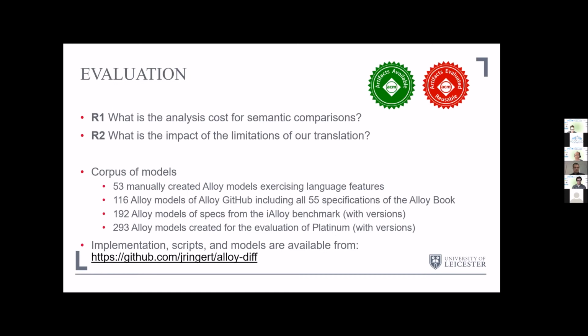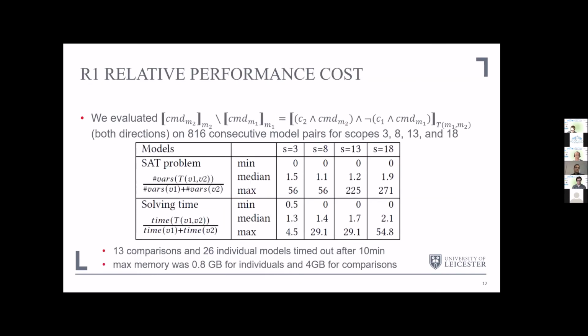We evaluated our work in terms of what is the cost for the semantic comparison and what is the impact of the limitations of the translation. So we used some data sets, for example, all the models that were available on the GitHub of Alloy and in the Alloy book, and then 2 benchmarks from recent works on incremental Alloy analysis. And here are some results.